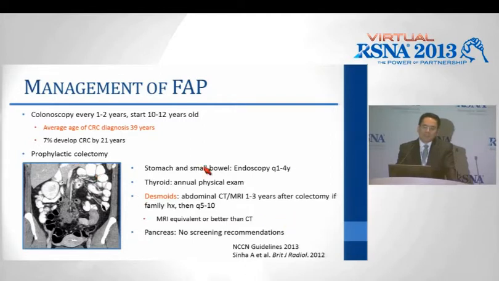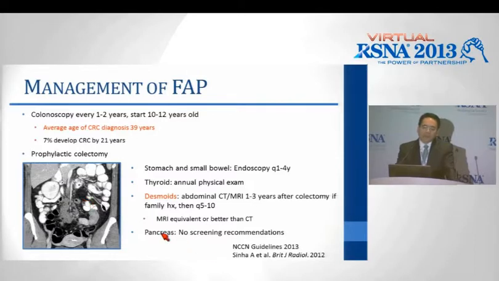If they have a family history, it's recommended to screen for these about 1 to 3 years after the colectomy, and then 5 to 10 years after that, or earlier, obviously, if they're symptomatic. And given the long interval at which we need to follow these patients and the early age at which they may get these colectomies, MRI may be a better strategy to survey them. At our institution, once they're diagnosed with a desmoid tumor of the abdomen, they're followed with MRI.